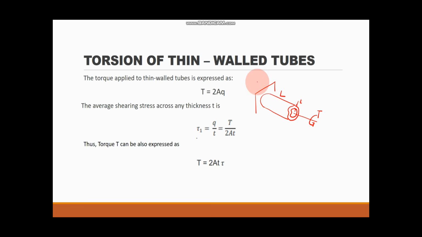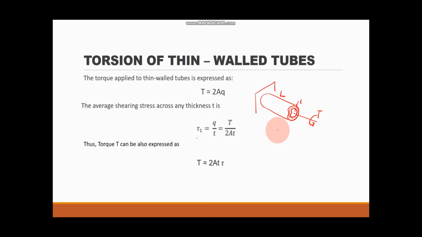The torque applied to a thin-walled tube is expressed by this formula. Our torque is equal to 2 multiplied by the area enclosed by the center line of the tube, multiplied by the shear flow. So the A here is the cross-sectional area that is enclosed by the center line of the tube, so this is the area we consider.